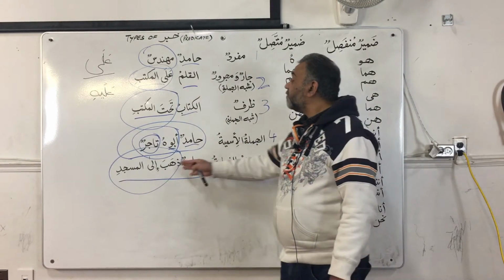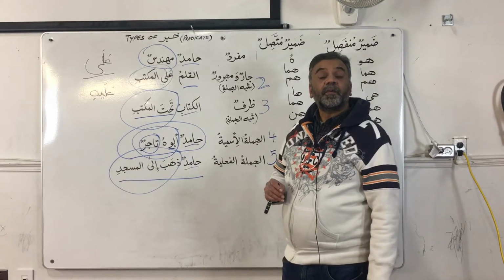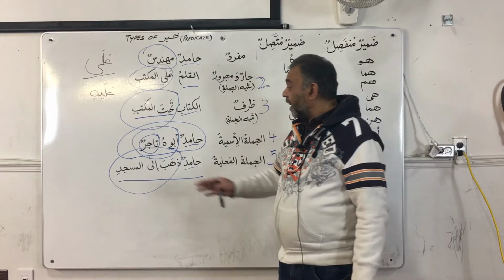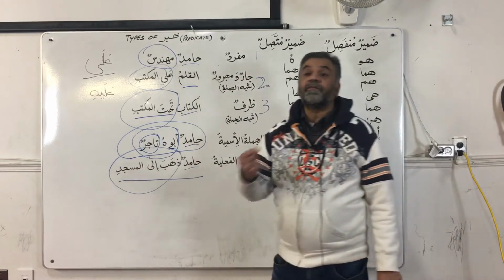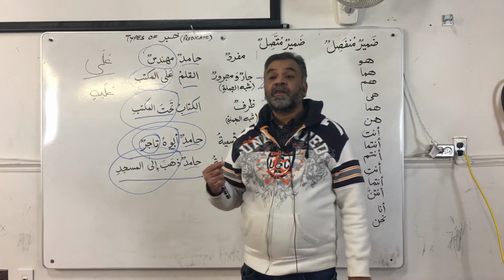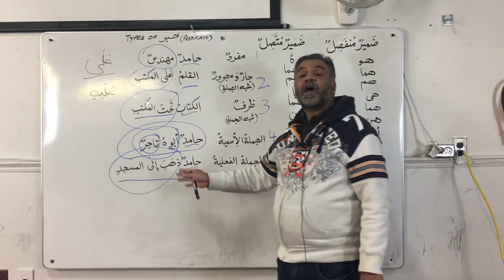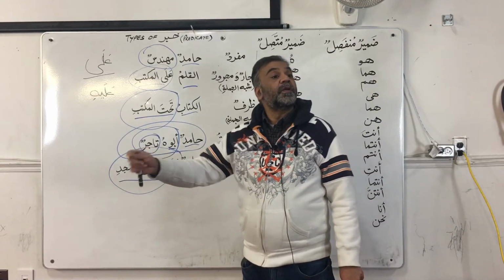Then I say he went to the masjid. Now, zahaba is a verb and ilal masjidi is jar majrur. Zahaba ilal masjidi itself is a jumla fe'liya, but this is khabar or predicate for Hamid. I am giving you information about Hamid that he went to the masjid.